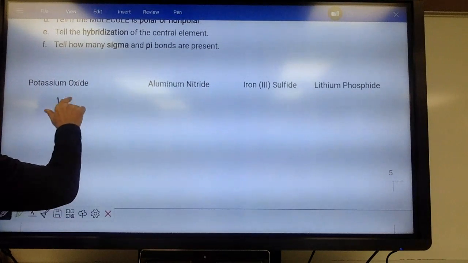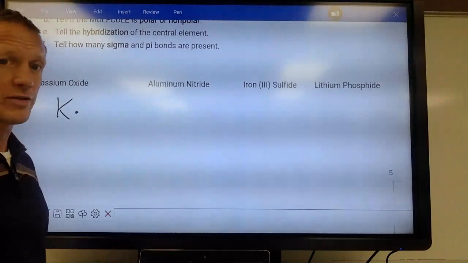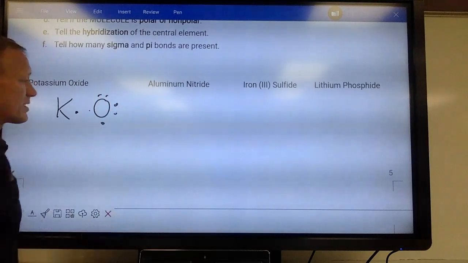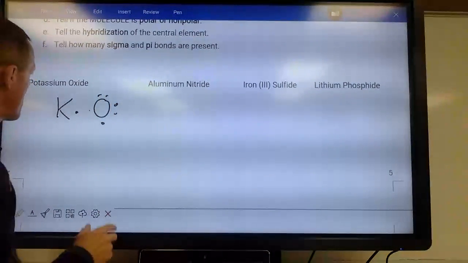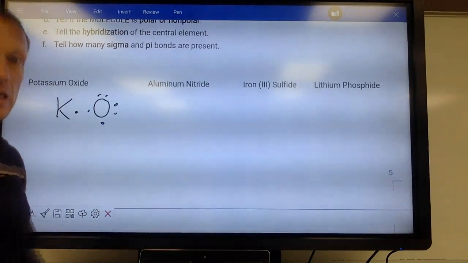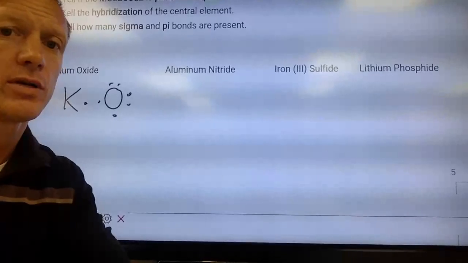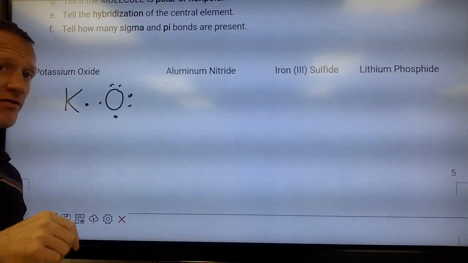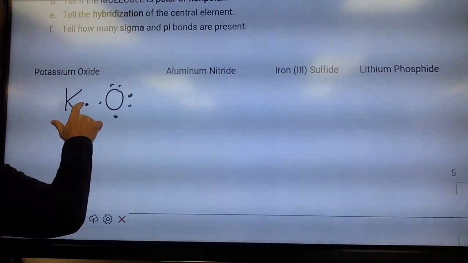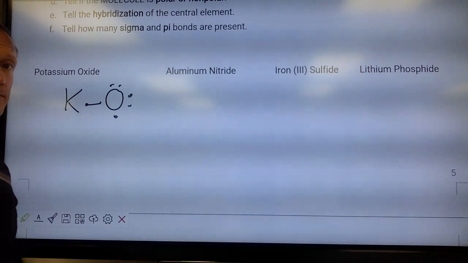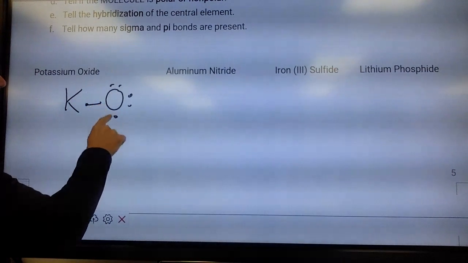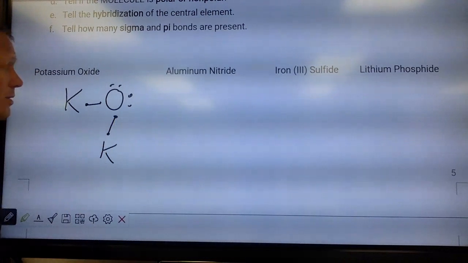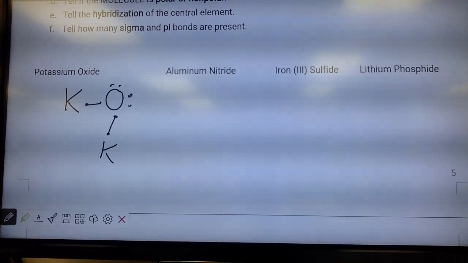So potassium has 1 valence electron. It wants to get rid of that electron. Oxygen has 6 valence electrons and really wants to gain 2 electrons. Ionic bond. Potassium is giving an electron to that. There's always 2 electrons involved in a bond. I don't care if it's ionic or covalent. So I usually just draw a line. There's a bond. Potassium got rid of its electron. Oxygen gained 1. Oxygen still wants to gain 1 more electron, so we need another potassium. Right there. So these are ionic bonds.